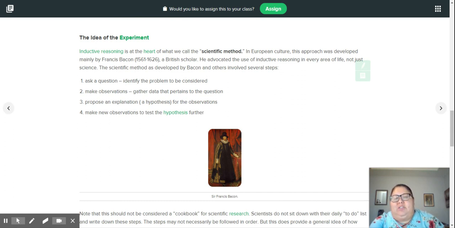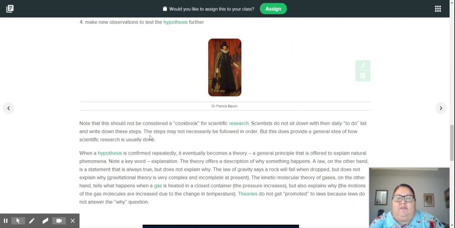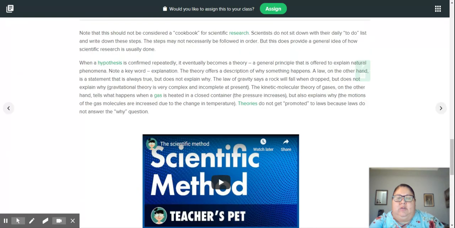First, you have to ask a question. Identify the problem that's going to be considered. Number 2, make observations. Gather data that pertains to the question. Number 3, propose an explanation, a hypothesis, for the observations. And number 4, make new observations to test the hypothesis further. And there you have a picture of Mr. Bacon. Okay, we're almost done because I'm running out of time.